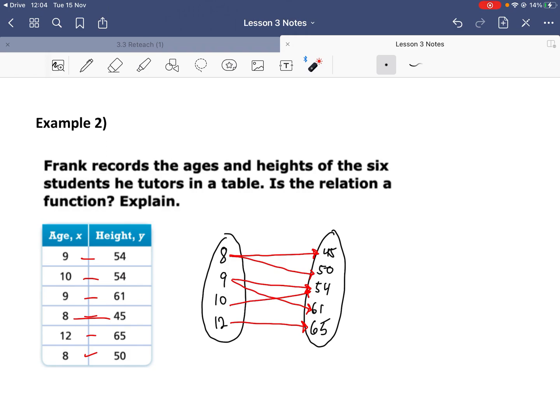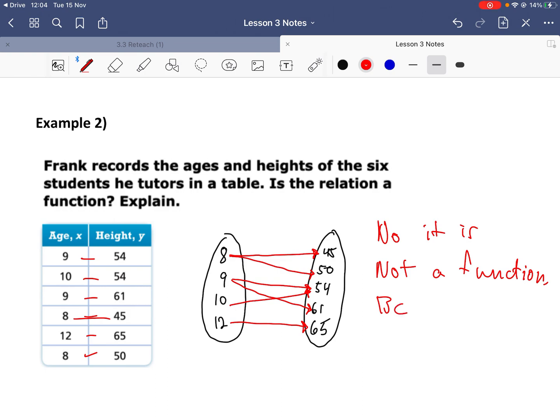Is this a function? So no, it is not a function. And then why? Because each input has more than one output. Okay?